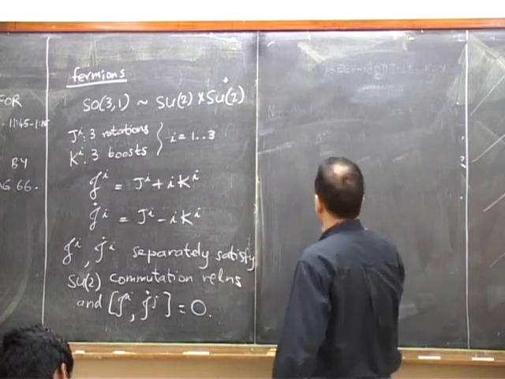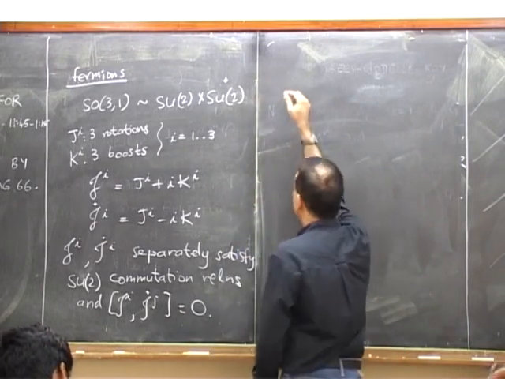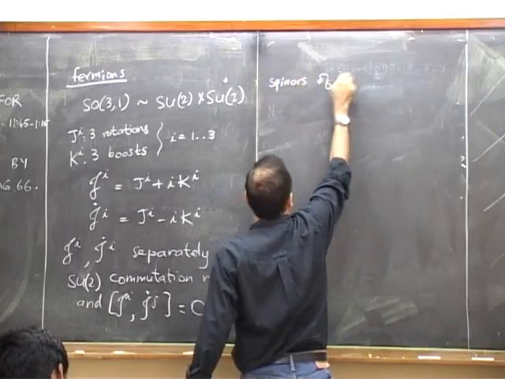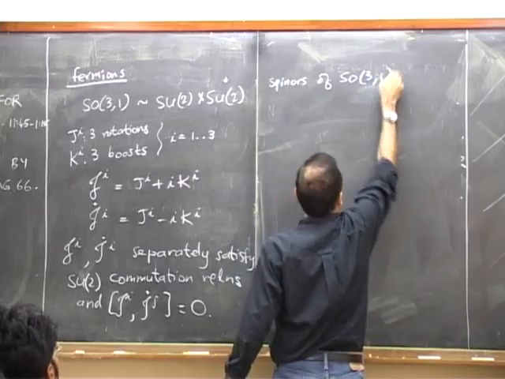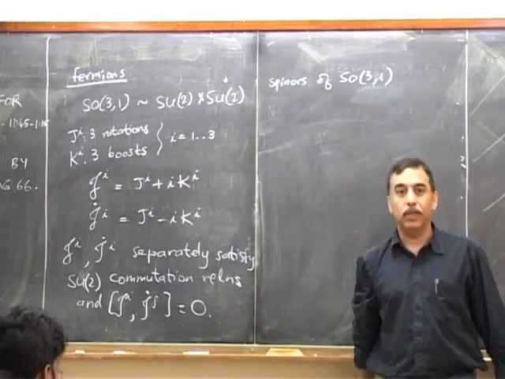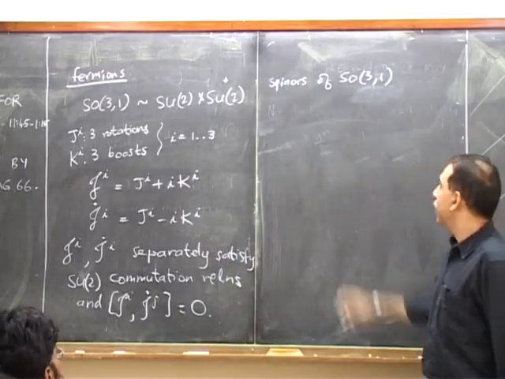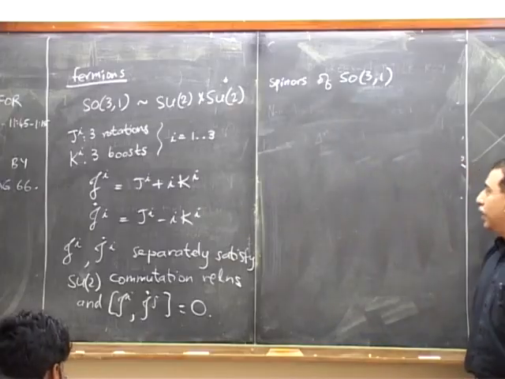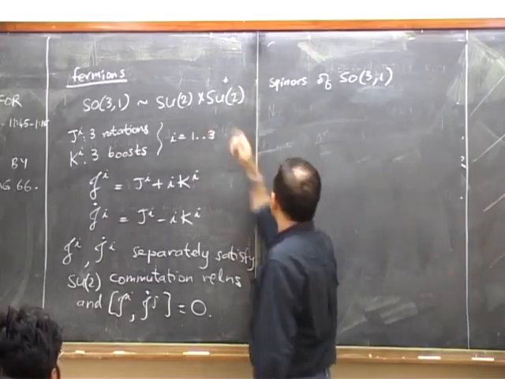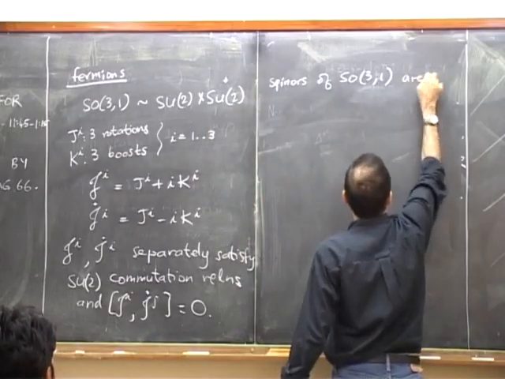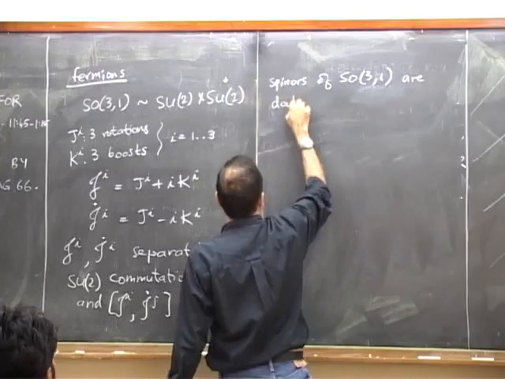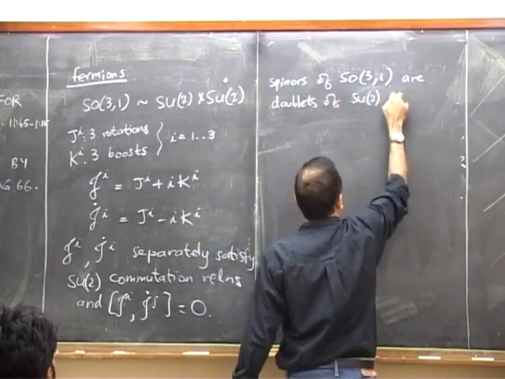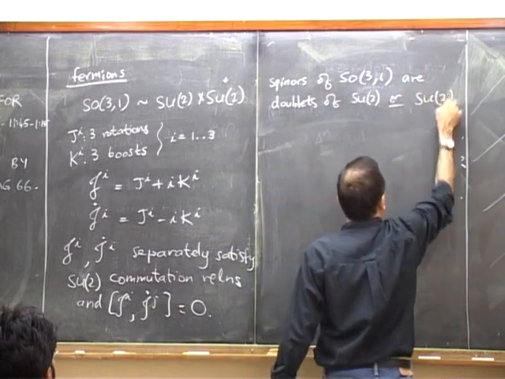Very good. Okay. Now, what we call spinors. Spinors, by the way, in case you didn't know, is a concept that exists only in orthogonal groups. Okay, so since this group is an orthogonal group, I can say spinor of that. But it must descend to some representation of this, and it turns out that they are doublets of either SU2 or SU2 dot.